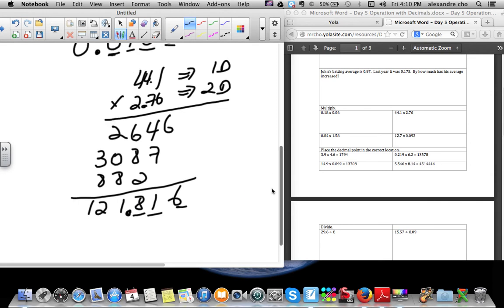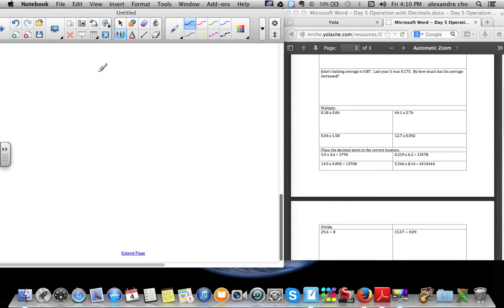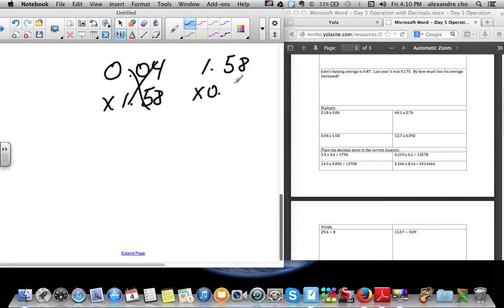Okay, not too concerned about the multiplication. Most of you know your times table. It's where you put the decimal that's important. Okay, 0.04 times 1.58, and I should have done this the other way, so I'm going to switch the order. 1.58 times 0.04, and our numbers have 2 decimal places here, 2 decimal places here, for a total of 4, so keep that in mind.